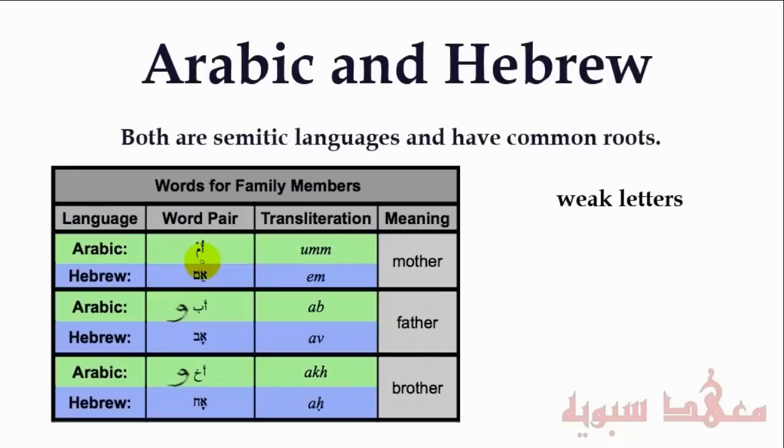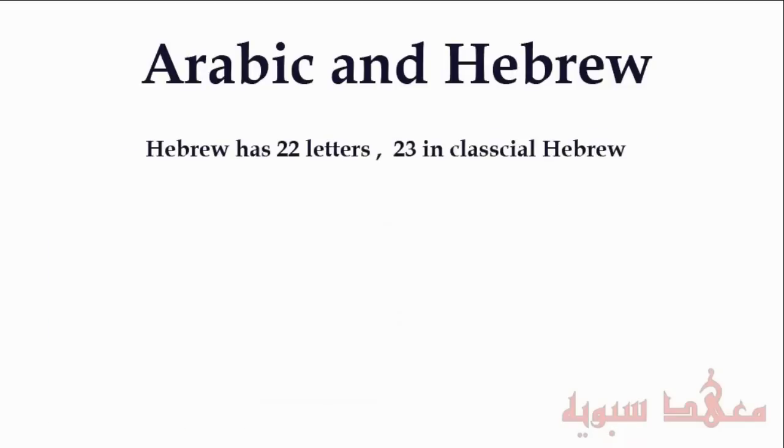And here there's a shadda on the meem, meaning that there are two meems. So it's hamza, meem, and another meem, which is the root. In Hebrew, two letters and two letters. And you can watch this presentation for more information about this. So Hebrew has 22 letters, or 23 in classical Hebrew.